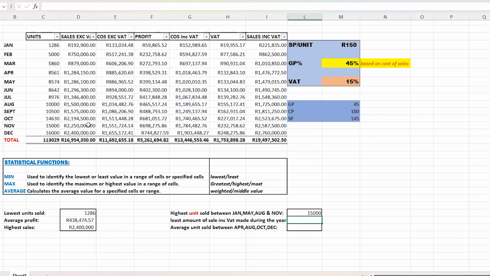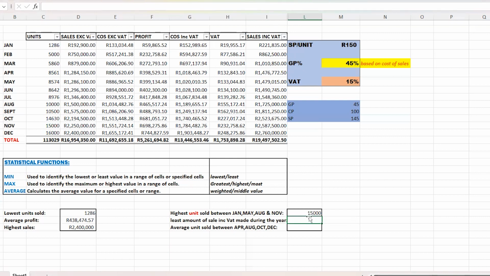As you can see, the table is progressing. Okay, then we go on. Say I want the least amount of sale including VAT. You see here they're very specific. The least amount of sale including VAT made during the year. Right, so I want the sales including VAT. So I'm going to go to the sales including VAT. There we go, by I, column I.